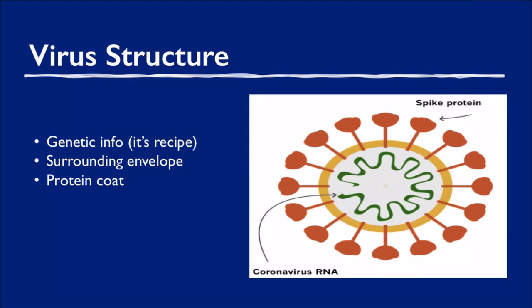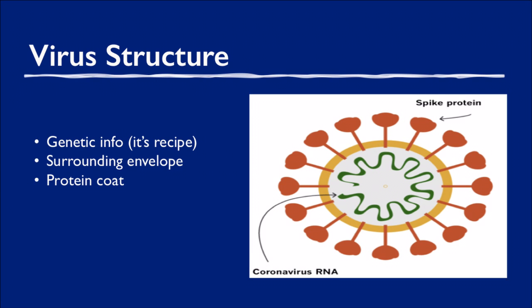I'd like to start out by talking a bit about virus structure. Viruses are very simple entities, actually. There's really three parts. The genetic information, think of this as the recipe to make more of itself. The genetic information is what's here in the middle of the virus. Then there's the surrounding envelope. That membrane protects that genetic information or recipe. And then on the outer edges, you've got your spike protein or protein coat.